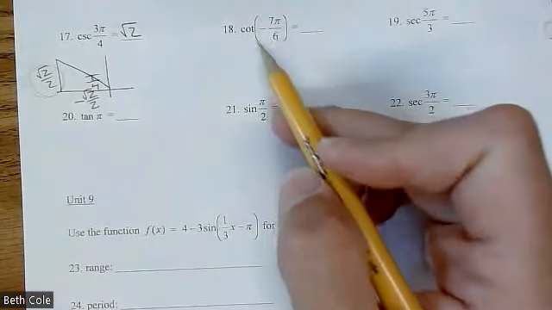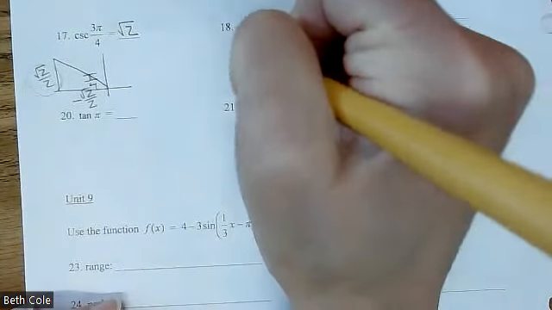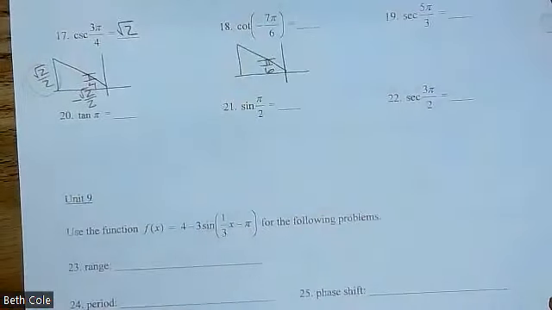All right, negative 7 pi over 6. If you go backwards 7 pi over 6, that's quadrant 2. Very good. You guys are saying it before I can even write it. That's awesome.